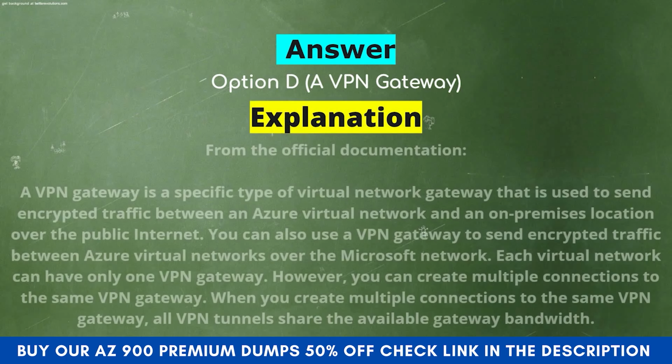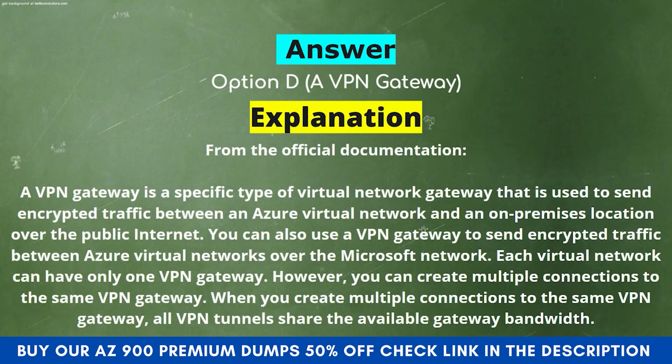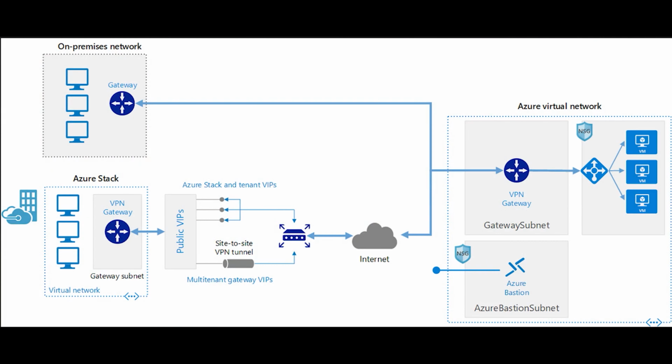Explanation. From the official documentation, a VPN gateway is a specific type of virtual network gateway that is used to send encrypted traffic between an Azure virtual network and an on-premises location over the public internet. You can also use a VPN gateway to send encrypted traffic between Azure virtual networks over the Microsoft network. Each virtual network can have only one VPN gateway. However, you can create multiple connections to the same VPN gateway. When you create multiple connections to the same VPN gateway, all VPN tunnels share the available gateway bandwidth.